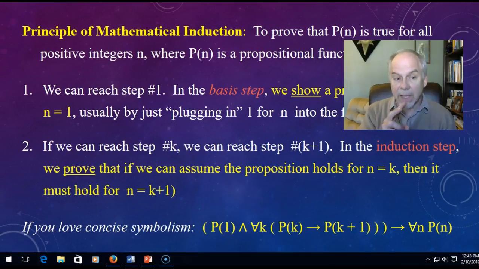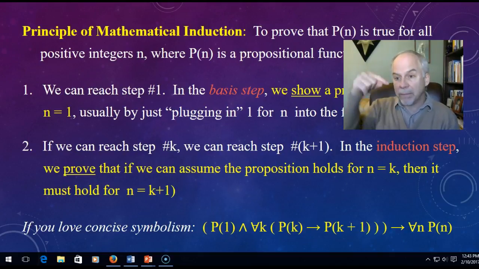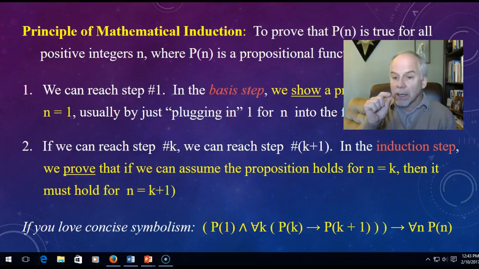Second step says that if we can reach step number k, then we can reach step number k plus 1. All right. Now, the second step is called the induction step, we prove that if we can assume the proposition holds for n equals k, so we'll assume it works for k, then we have to show or prove that it will also hold for n equals k plus 1. Okay? And we'll show some examples of how we do this.